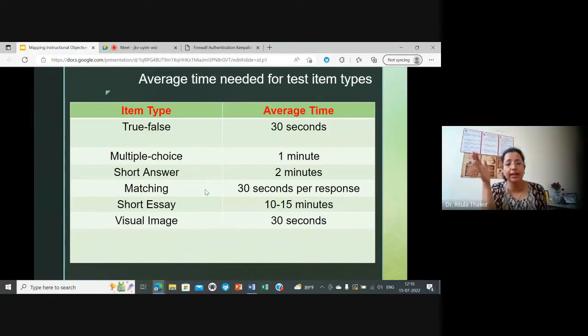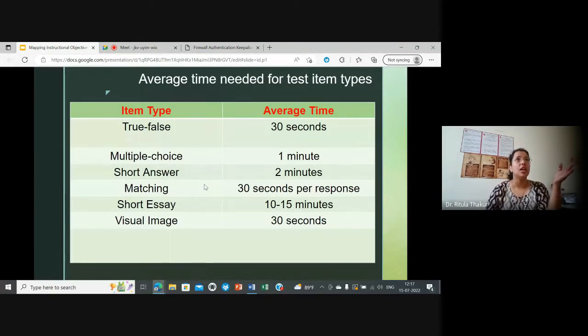How will you decide that? For example, for a true false, the student may take only 30 seconds. For a multiple choice, let's say 1 minute. A short answer may take about 2 minutes. For each matching response, it may be 30 seconds. A short essay may take about 10 to 15 minutes, and so on. So this also you have to keep in mind when you are framing your question paper. You should not be making it too lengthy. You should not be making it too short.